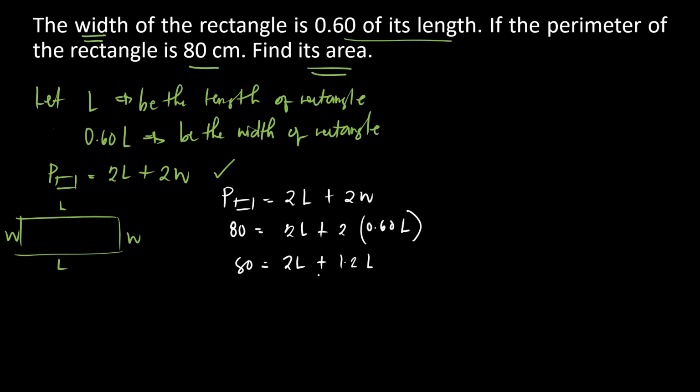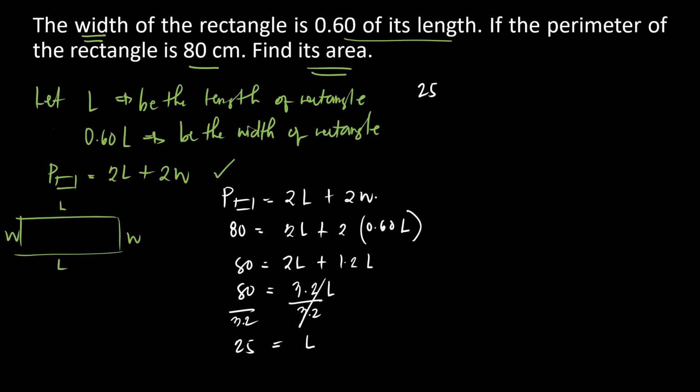Then, since we can combine 2L plus 1.2L, since the variable and the exponent of the variable are the same, we have 3.2L. For us to get the value of the length or the L, divide both sides by 3.2. We will get 25. So, our length is 25.